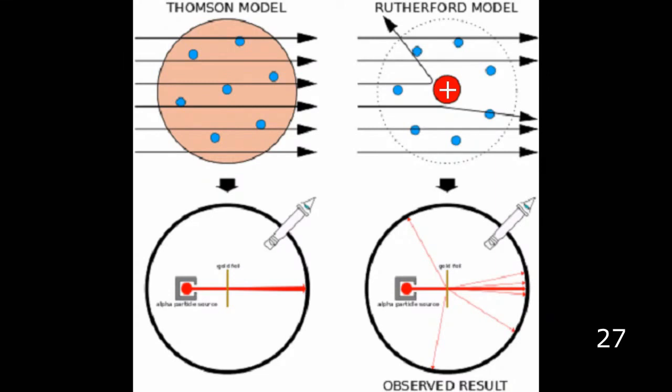This made Thomson's plum pudding model obsolete and replaced it with a new model in which all of the positive part of the atom was located in a very tiny center we now call the nucleus of the atom.